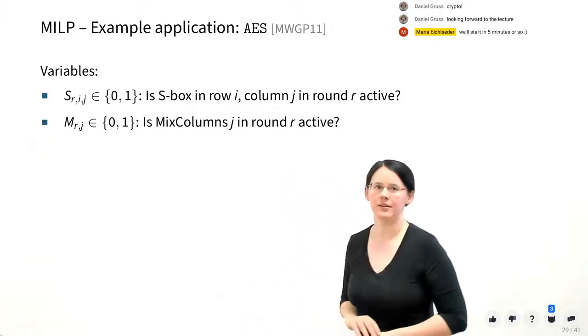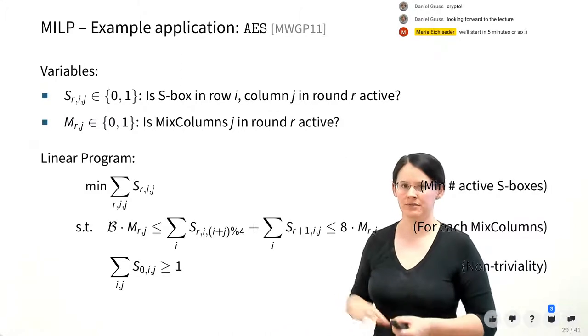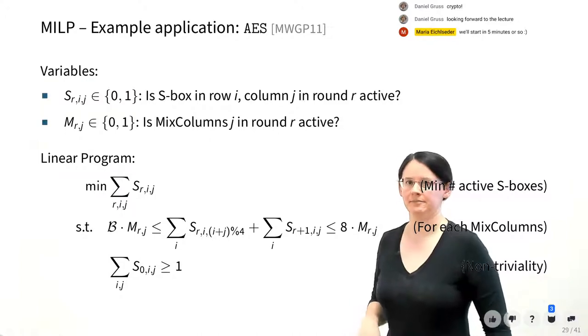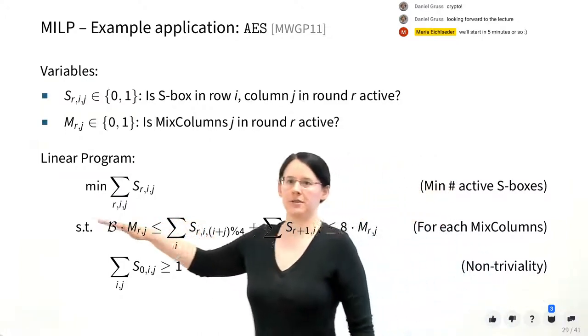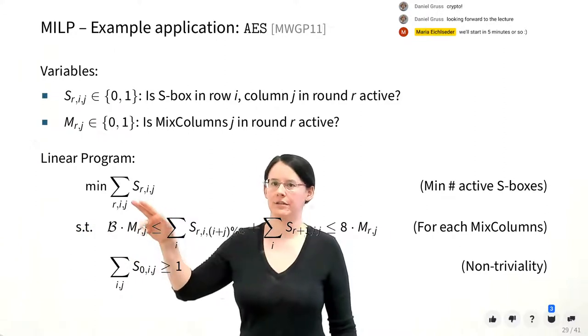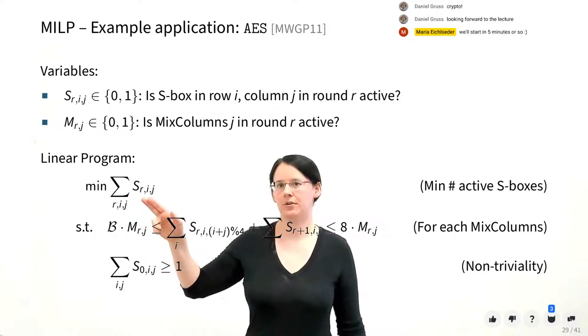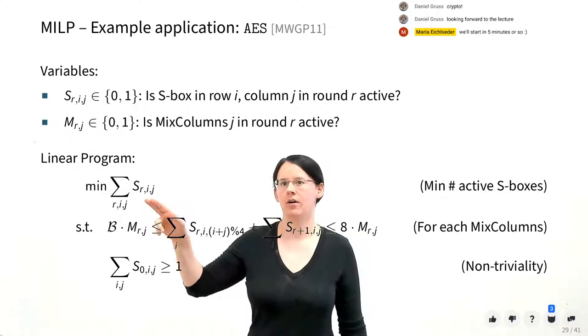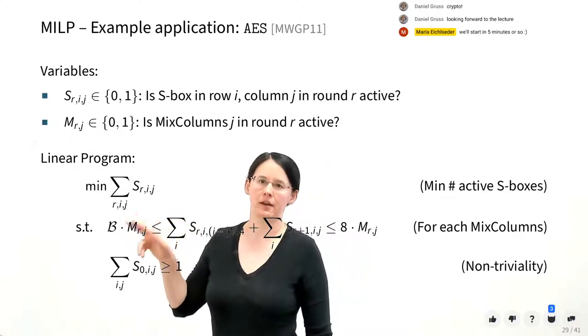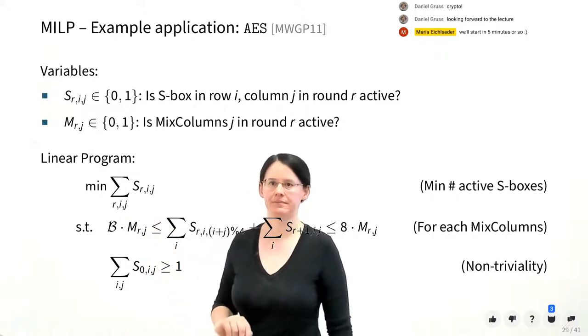Now I can write down the program as follows. That's the entire program, that's it. So let's have a look at it line by line. The first one is the objective function. What we want to do is minimize the number of active S-boxes. So in other words, we want to minimize the sum of all these variables for each round, for each column, and for each row.